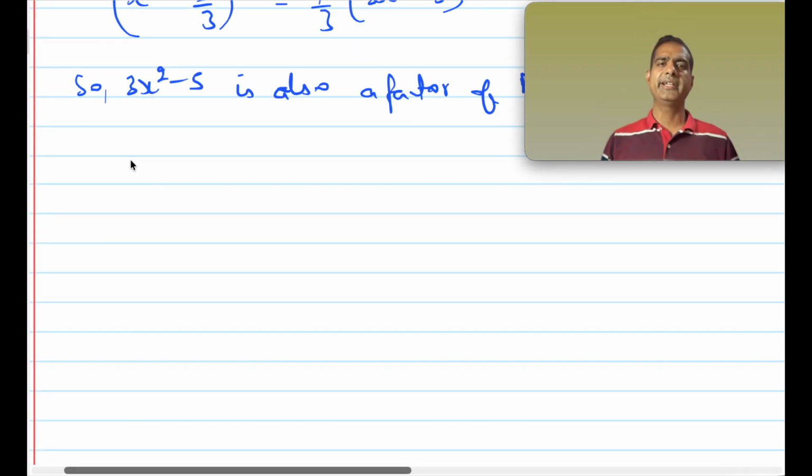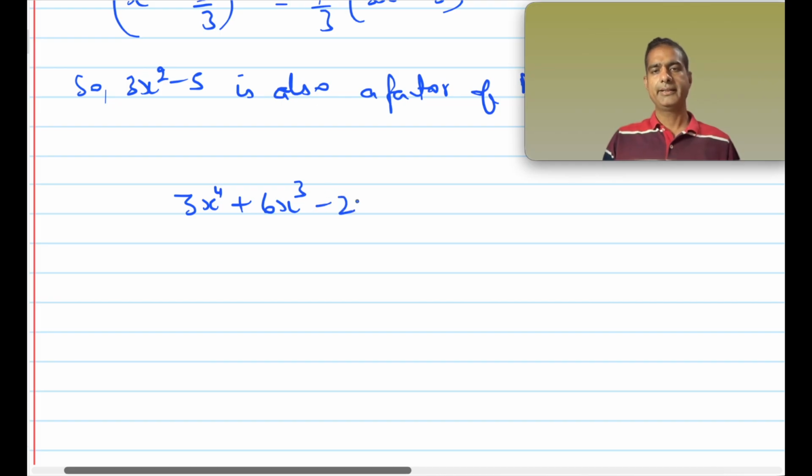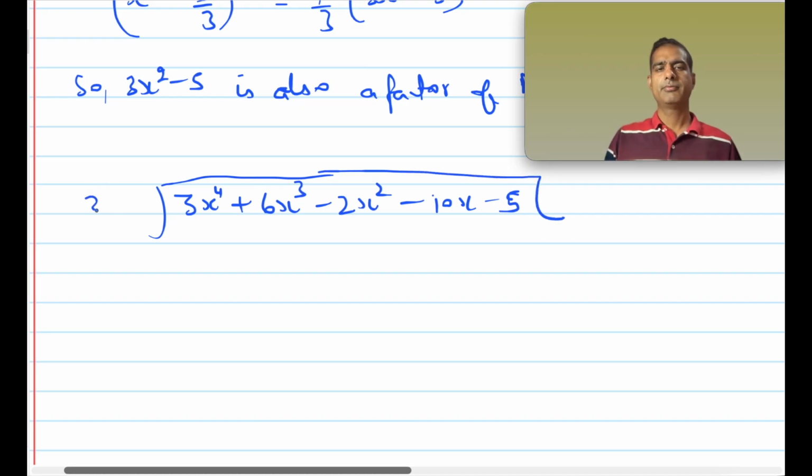So students, if 3x square minus 5 is a factor of the given polynomial, it should divide that polynomial. So let us divide the given polynomial by 3x square minus 5. The polynomial was 3x to the power 4 plus 6x cube minus 2x square minus 10x minus 5. So this was the polynomial, and the factor by which we have to divide is 3x square minus 5.